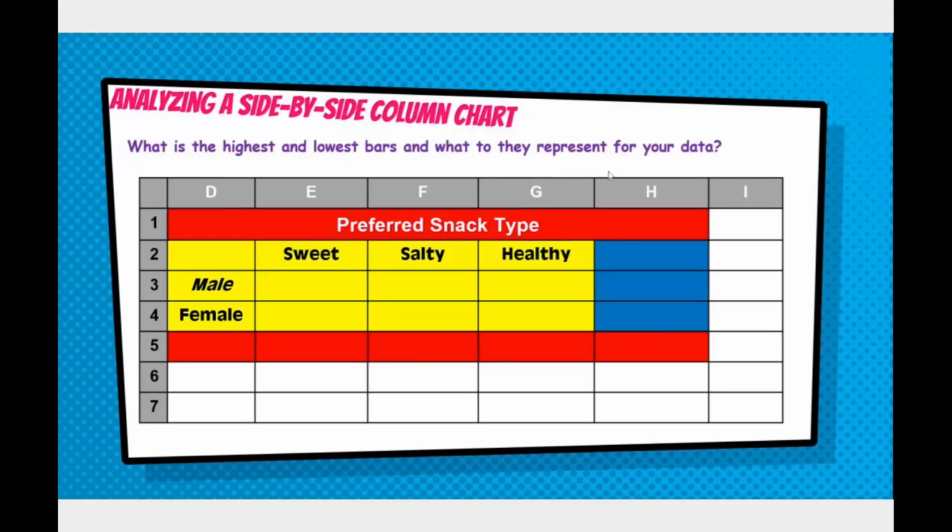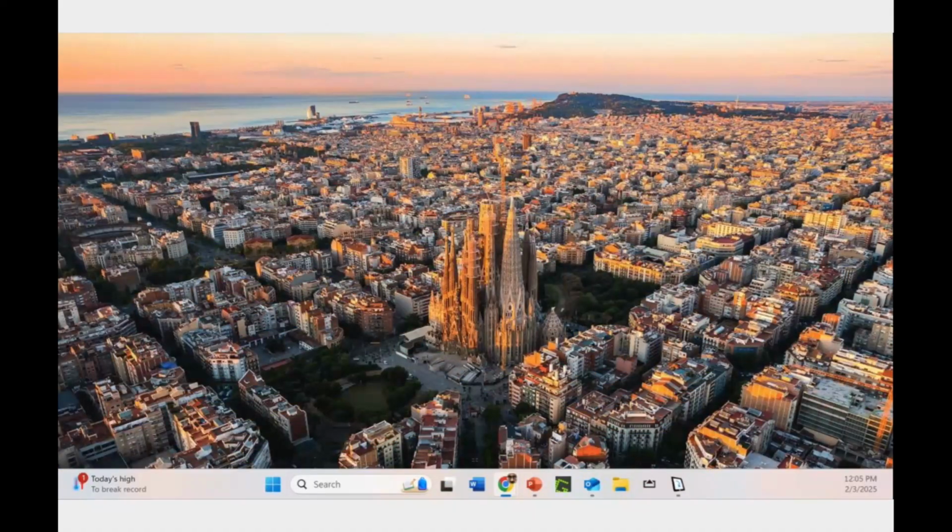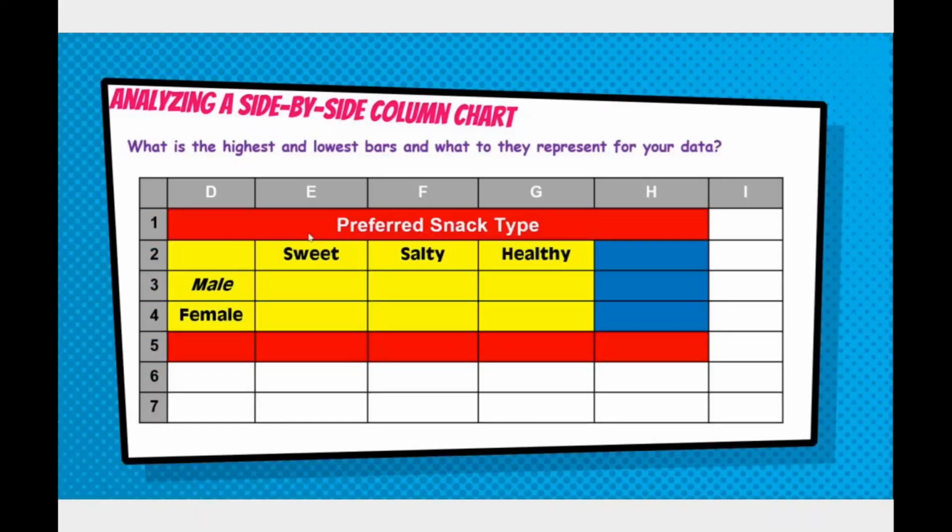Looking at our data, I can see that the highest bar was for females, and that had to do with females preferring salty over sweet and healthy. The next runner up would be males for sweet, and then the two lowest ones were both male and female preferring healthy. And that is all we have for today.